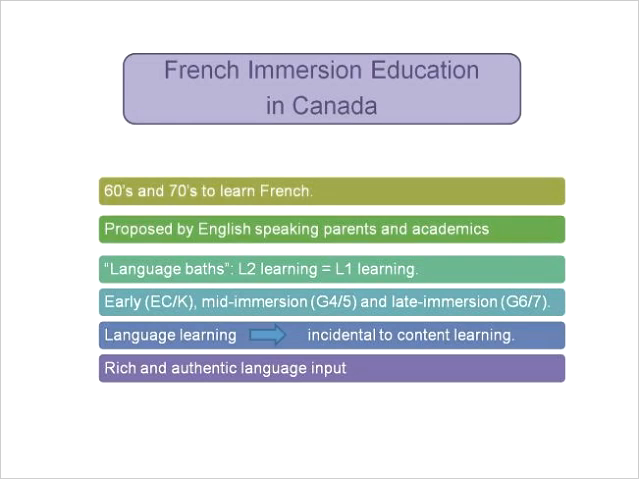Let me show you briefly with this slide what French immersion Canadian education is, in case you don't know. It began in the 60s and 70s, and it was to learn French. These schools had French as a language of instruction, but they taught Anglophones, the language of the majority, or they taught immigrants whose language was another language, but not French. So they were teaching a new language as they were covering the Canadian curriculum.